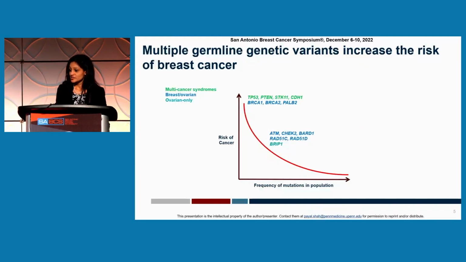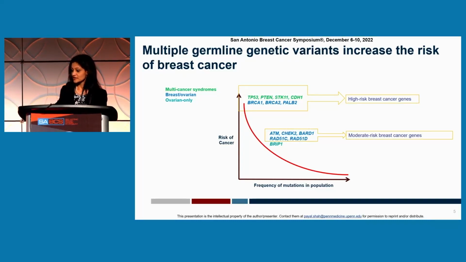There are multiple germline genetic variants that can increase the risk of breast cancer. Certainly, BRCA1 and BRCA2 are the most well-established of the high-risk breast cancer genes, although there are several others as shown on this slide. There are also moderate-risk breast cancer genes, including ATM, CHEK2, BARD1, RAD51C, and RAD51D. PALB2 was previously characterized as a moderate risk gene, although more recent data describing its risks place it in the high risk category. The moderate risk breast cancer genes increase the risk of breast cancer by about 2 to 5-fold, and these are relatively common variants in the general population.